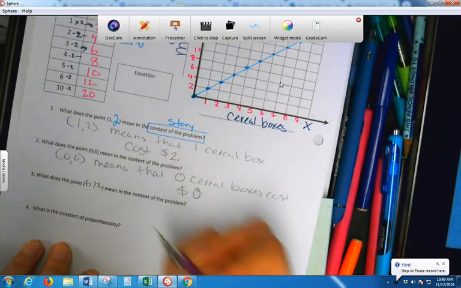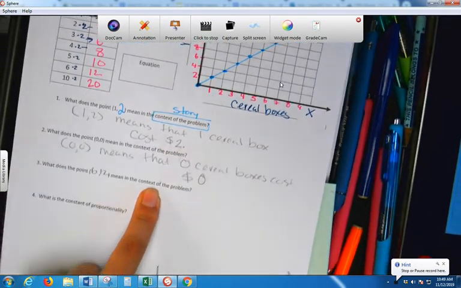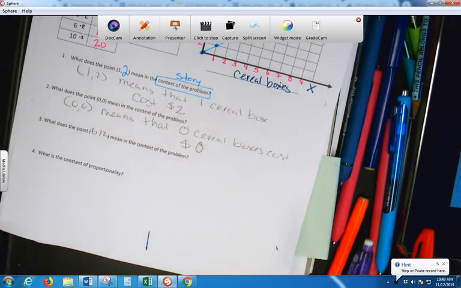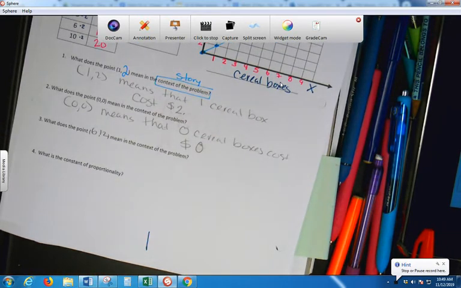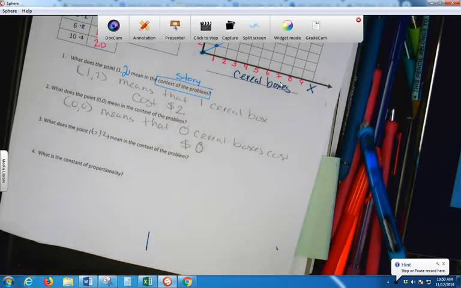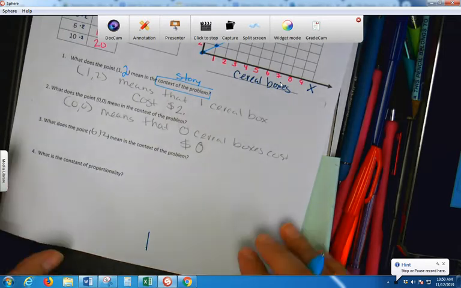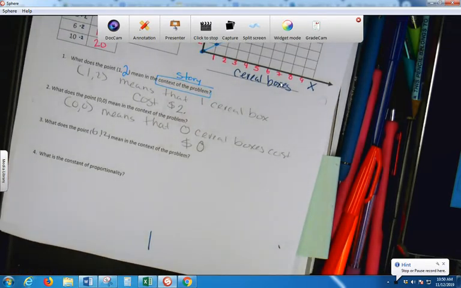Okay, what does the point (6, 12) mean in the context of the problem? So fill that out. See if you can write the sentence before everybody else does. Some of this packet's missing the information. I left that blank to decide as a class what I wanted to do. David, what does (6, 12) mean in the context of the problem? Yeah, exactly.